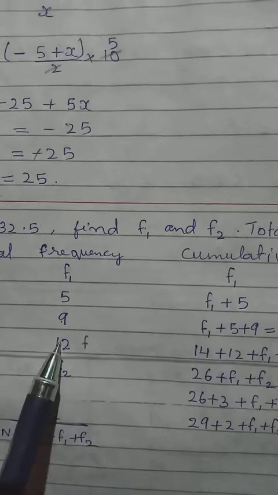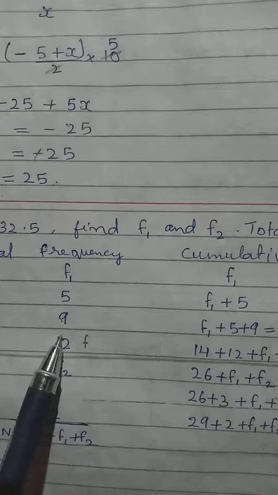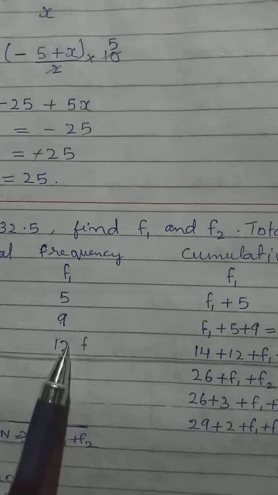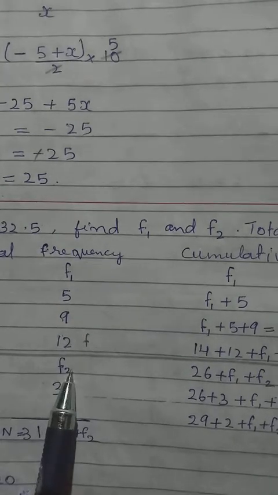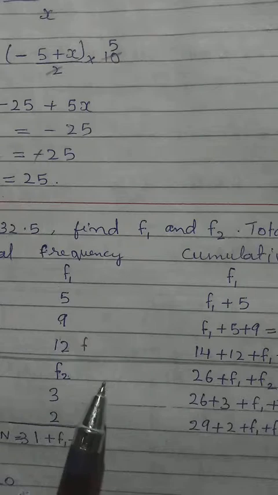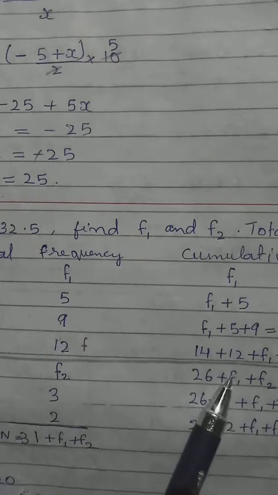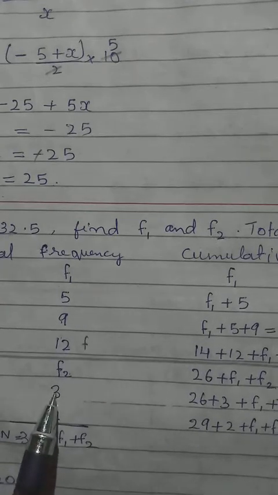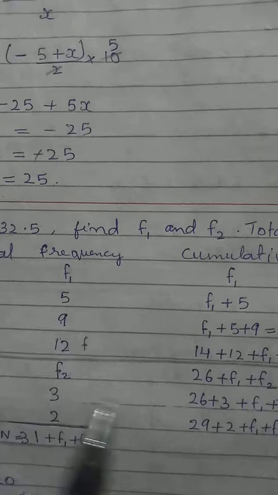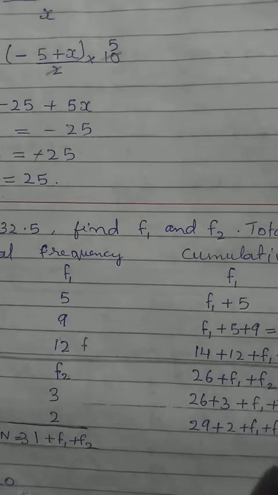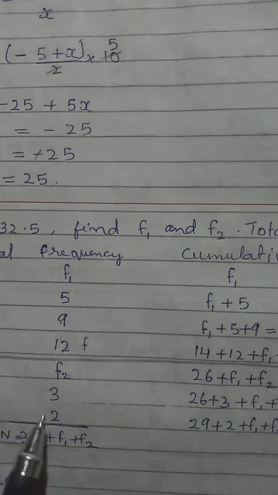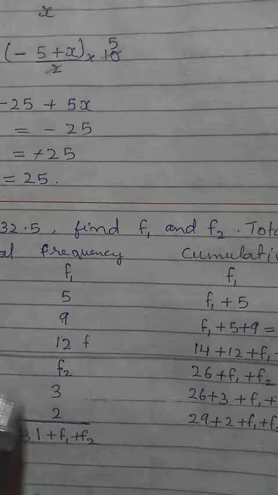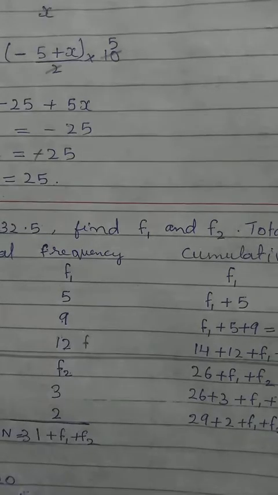Then again we add 12. f1 is an alphabet, leave it separately. Then we add 14 with 12. We will get 26 plus f1. Now come to f2. It will be f1 and f2, they are different, so we have to write them separately. Then it comes with 3. 26 and 3 are numbers, we can add. So it becomes 29 plus f1 plus f2. Then we add 2. 29 and 2 are numbers, we can add, and we get 31 plus f1 plus f2.